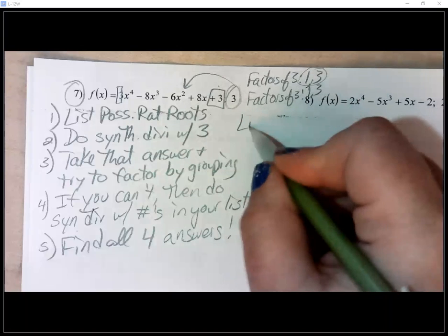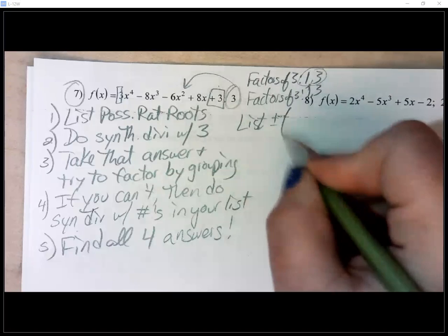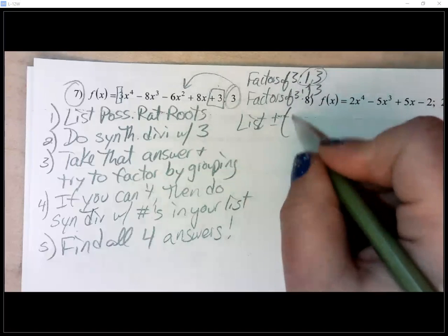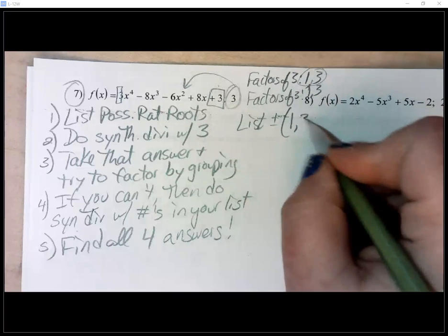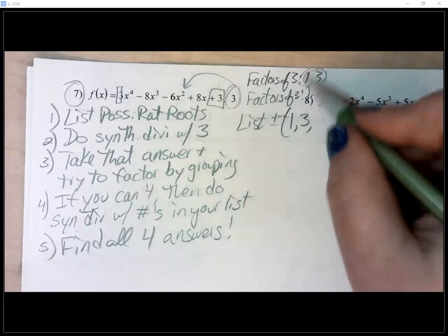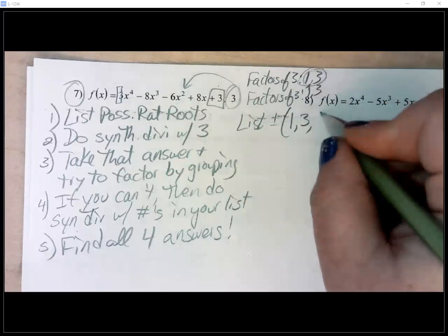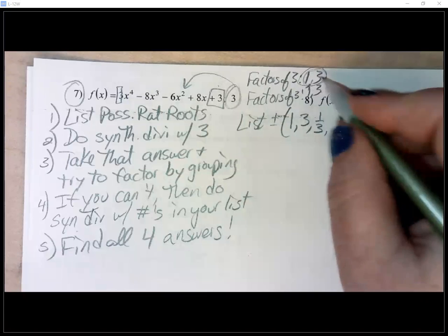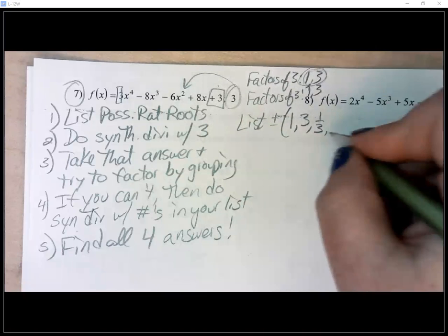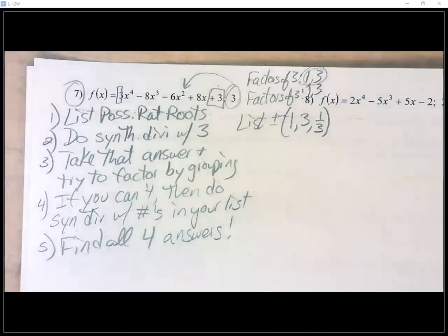So it's going to be positive, negative. 1 divided by 1 is 1. 3 divided by 1 is 3. But then I have to take 1 and 3 and divide them both by 3. So I get 1/3. And then I get 1 again, but I don't need to list it. So there is the answer to step 1: positive, negative, 1, 3, and 1/3. So if I'm going to have a rational root, it's in this list.